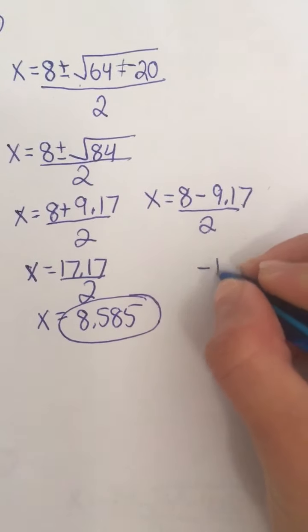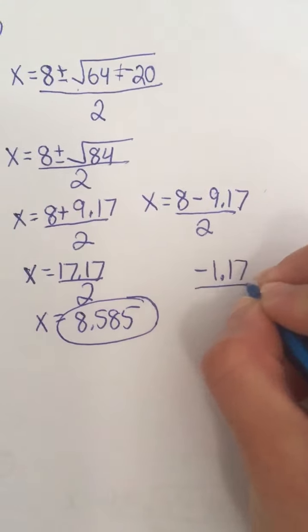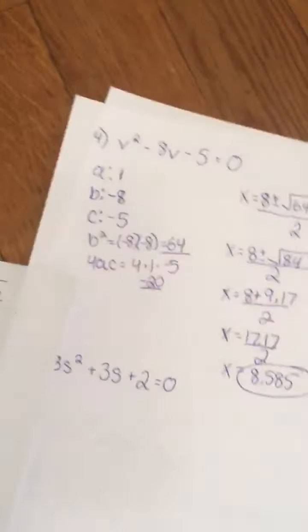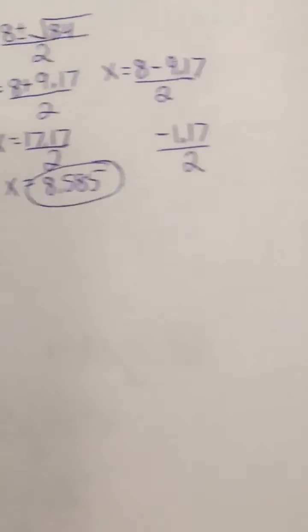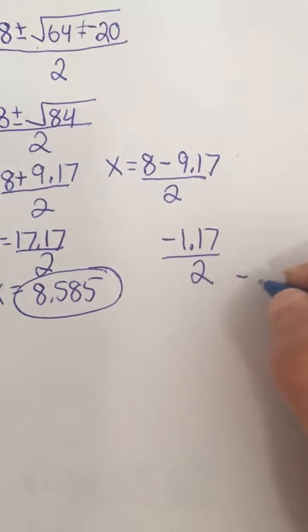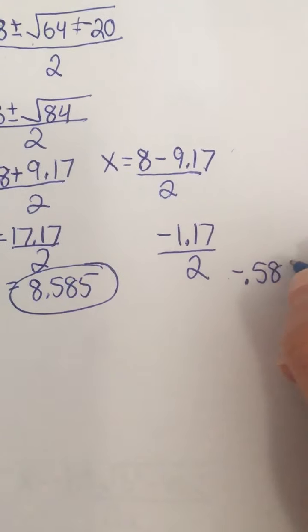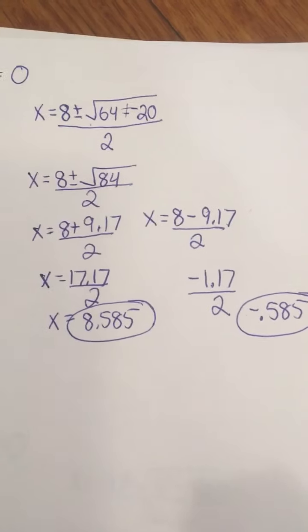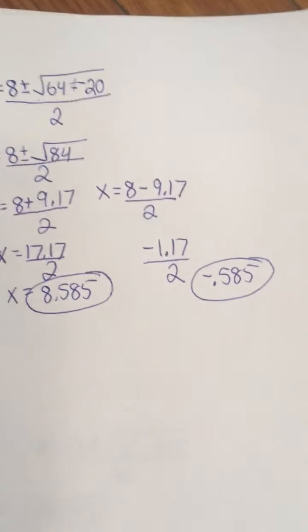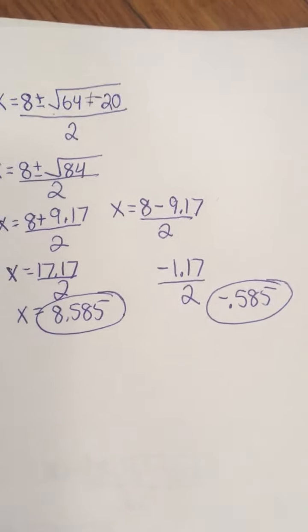Some of these you can do in your head. Over 2 should give you negative 0.585. Okay, so those are how most of these are going to be. And then let's go back and do, we'll do numbers 3 and 5.